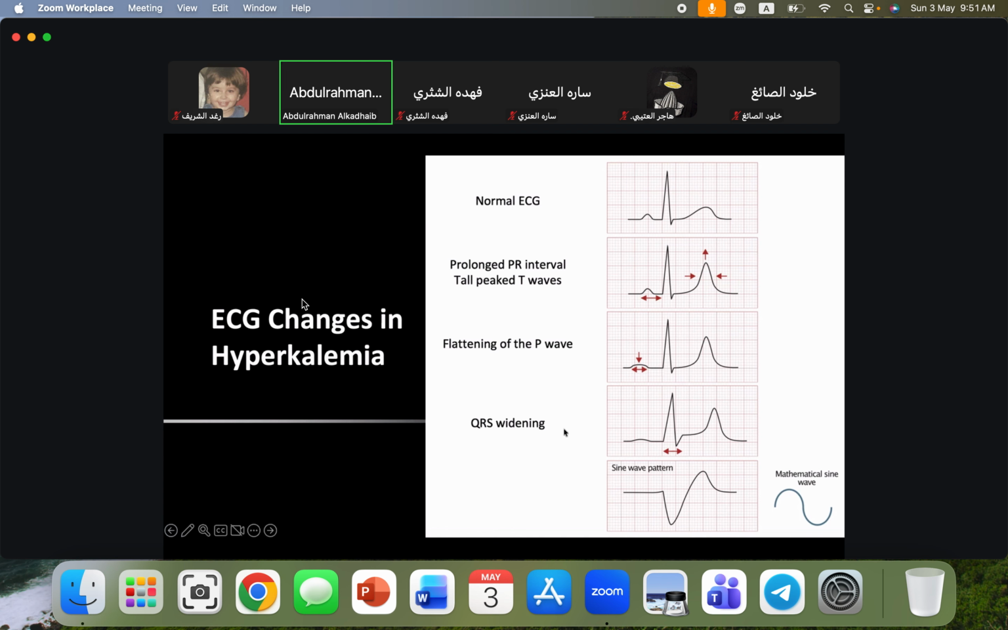Again, think about it as if someone is pinching the T wave and dragging it above, and this will cause, again, prolongation of the T wave and flattening of the P wave and widening of the QRS complex.